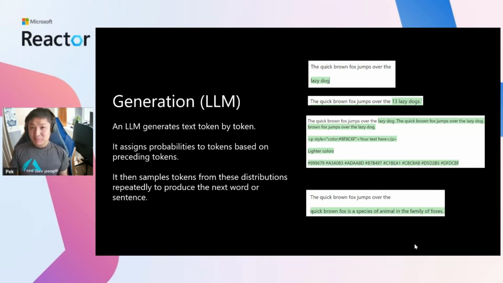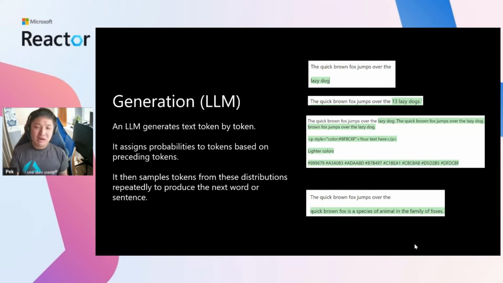Now, LLMs are probabilistic in nature. What that means is that I could run the same prompt, "the quick brown fox jumps over", maybe 10 times, and I'm going to get possibly 10 different answers. For example, if I were to rerun that prompt again, I might get "the quick brown fox jumps over the 13 lazy dogs". So that's an example of the variability that can happen.